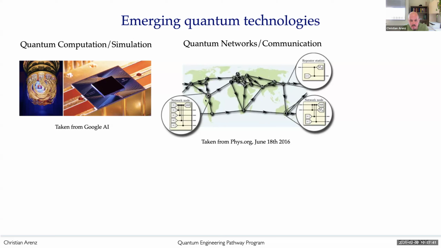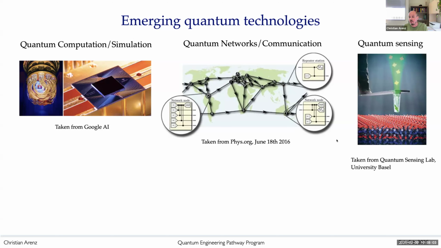So for example, if you want to send a message from Phoenix to somewhere in Europe, say Berlin, and someone tries to intercept that message in between, maybe in Chicago, you would immediately know in Berlin that somebody tried to eavesdrop on that message because of the unique nature of quantum encryption.